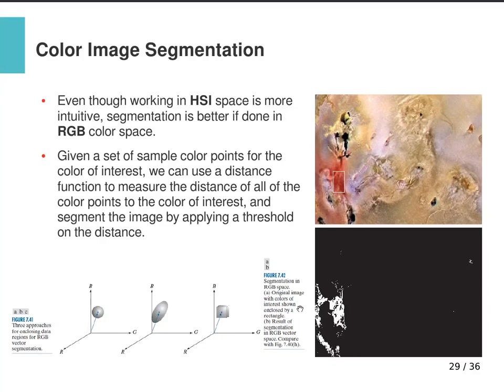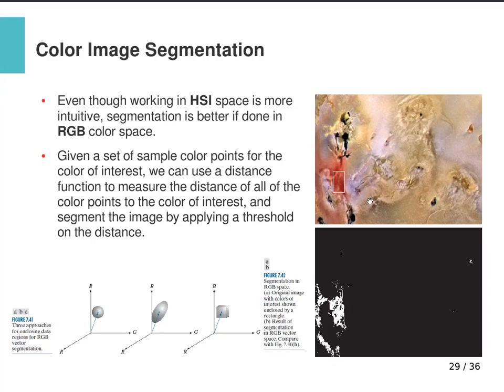Now that we have these sample color points for the color of interest, we can use a distance function to measure the distance of all of the color points to the color of interest, and then segment the image by applying a threshold onto that distance.